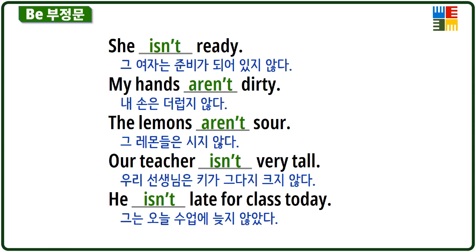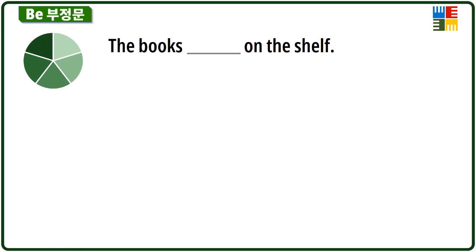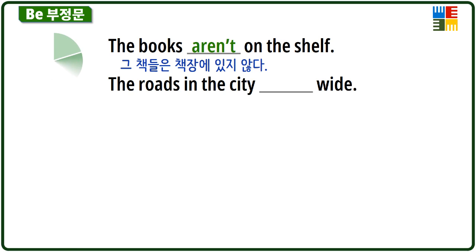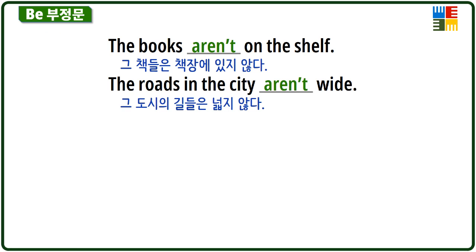He isn't late for class today. He's not late for class today. The books aren't on the shelf. The roads in the city aren't wide. In the city는 the roads를 꾸며주는 형용사구이기 때문에 이 문장의 주어는 roads, 길들입니다. 그래서 aren't를 써야 하는데 빈칸 바로 앞에 있는 the city만 보고 이것이 단수라고 isn't를 쓰지 않도록 조심해야 합니다.